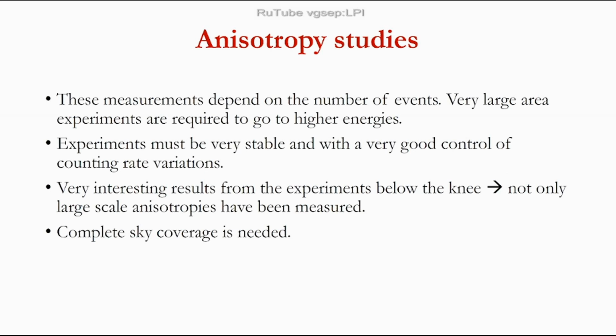we must have large experiments. These experiments must be very stable and must have a very good control of the counting rate variation. Differently from what I've discussed for all-particle and mass group spectra, here it is important to have a complete sky coverage and to have experiments both in the northern and in the southern hemisphere. And at the moment, we don't have any measurement of the large scale anisotropy for different mass groups.